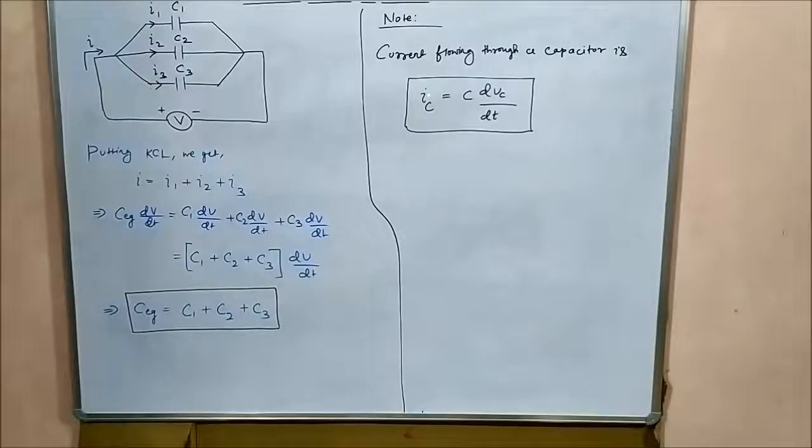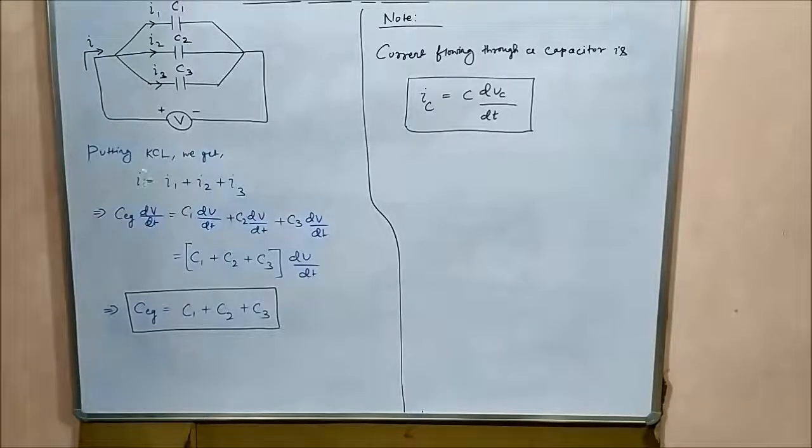Now we know that the current flowing through a capacitor is given by this expression: the capacitor current IC is equal to C dVc by dt, where Vc is the voltage applied across the capacitor. Here, as the three capacitors are connected in parallel, the voltage across them will be the same. It means the voltage across C1 will be V, the voltage across C2 will be V, and the voltage across C3 will also be V.